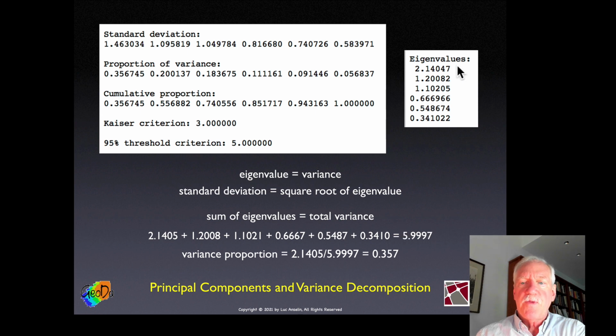So the sum of all these eigenvalues, when your variables are standardized, will be equal to the number of variables. The standard deviation is simply the square root of the eigenvalue. So 1.46 is the square root of 2.14. Then we know the sum of all the variances is 6. The proportion of the first eigenvalue out of 6 is this fraction of the variance that is being explained.